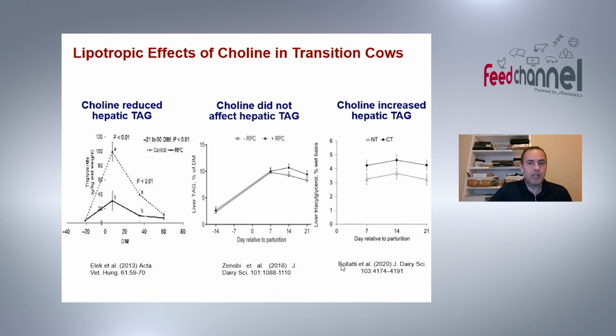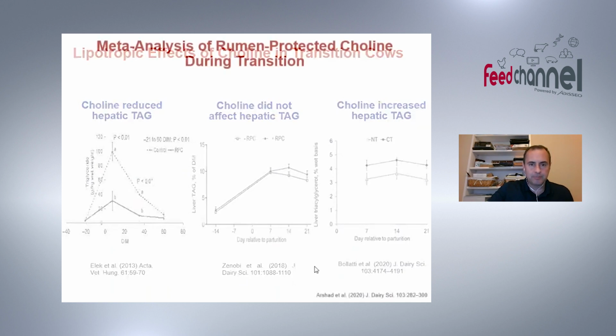This heterogeneity in the data, in general, is associated with whether choline stimulated or did not stimulate dry matter intake, because in almost every experiment, choline has been able to stimulate milk yield, in particular fat-corrected milk yield. So when milk yield increases without a concurrent change in dry matter intake, we see less of a positive effect or no positive effect on hepatic triacylglycerol. But when intake is stimulated, we see a marked reduction in triacylglycerol in the liver.